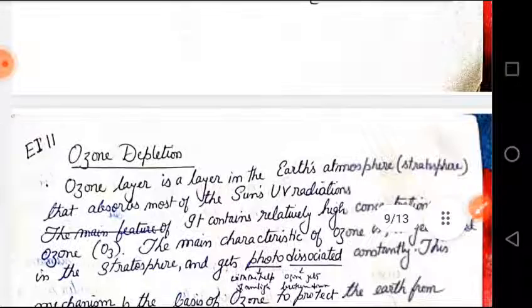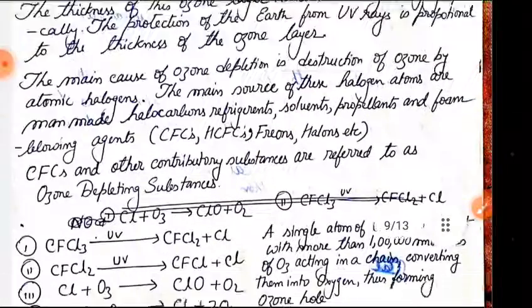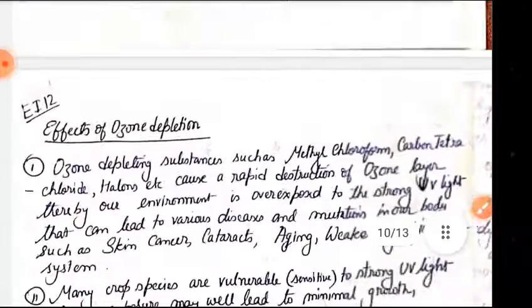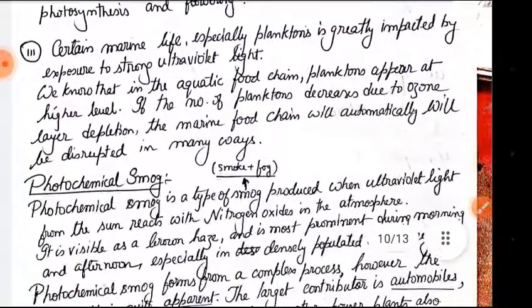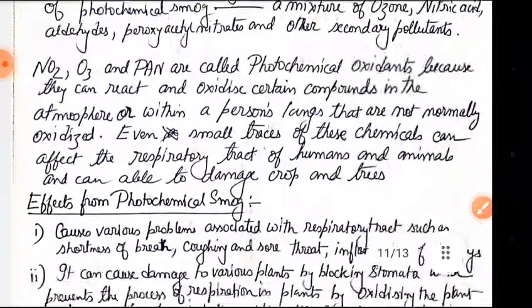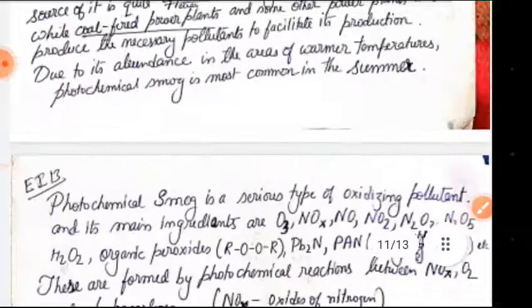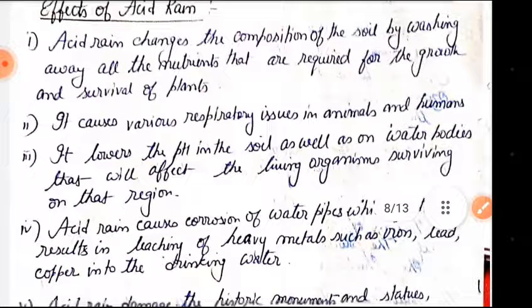So this was about the two things that I have said. In the next class I will try to discuss ozone depletion and other things, and control of air pollution. At the same time I will also discuss the acts, the laws made by the government to reduce the effects of air pollution.